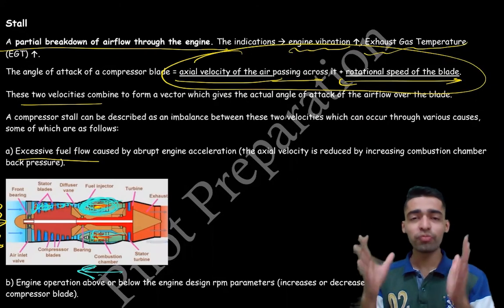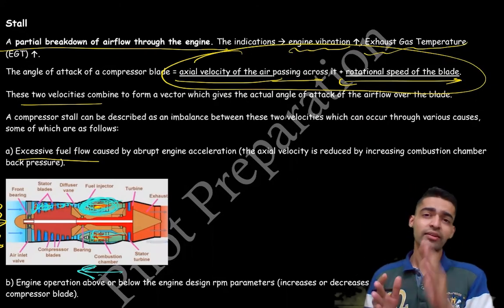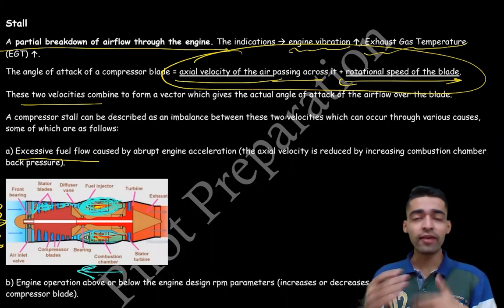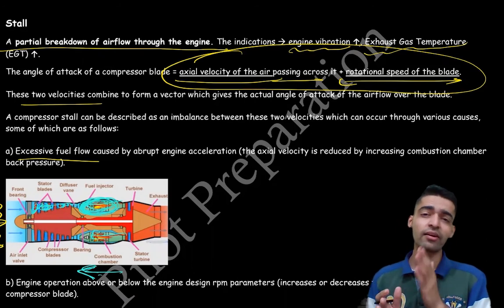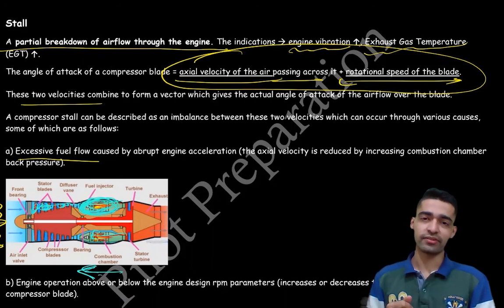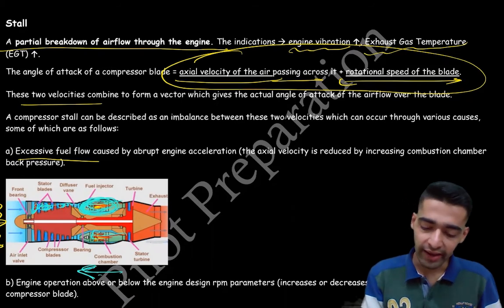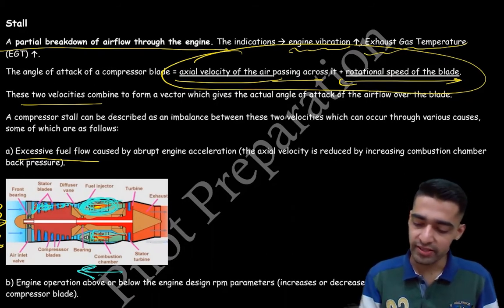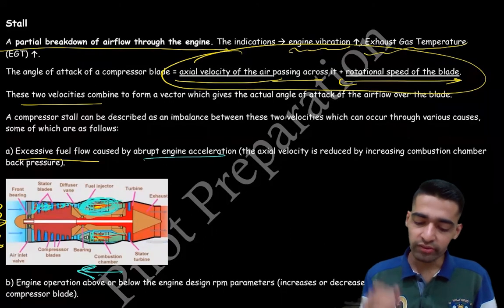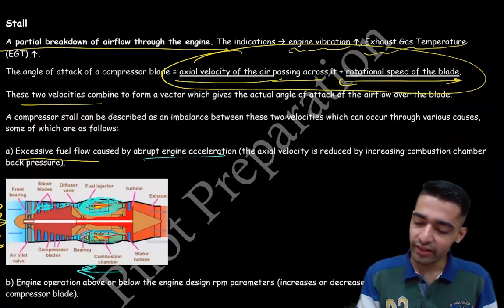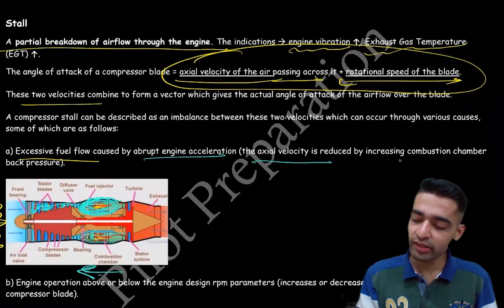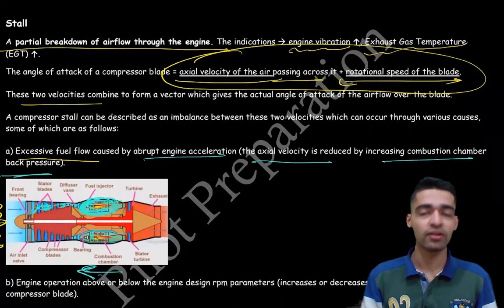That means there is no space inside the compressor chamber. That is the reason the compressor will eventually work at half efficiency. And that is the problem of the stall. So we can say excessive fuel flow caused by abrupt engine acceleration causes compressor stall. That is nothing but the axial velocity being reduced by increasing combustion chamber back pressure.